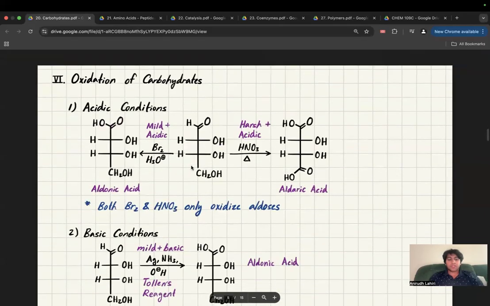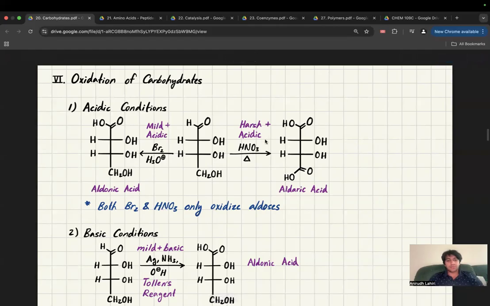Okay, oxidation of carbohydrates. So there's acidic and basic condition oxidations. There's harsh and mild condition reagents. Both Br2 and HNO3 only oxidize aldoses. So just keep that in mind. We can't do this on ketoses. But anyway, basically what's happening is all we're doing is we're seeing this structure, we're adding an O here. Seeing the structure, we're adding an O here.